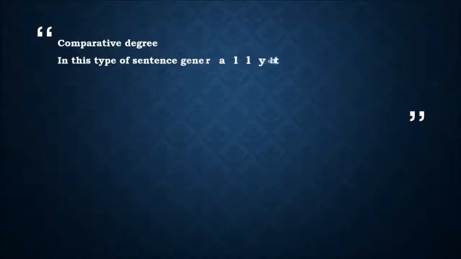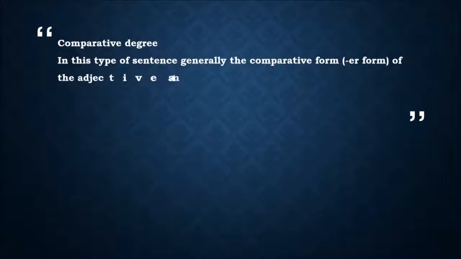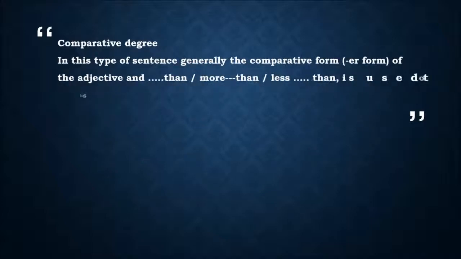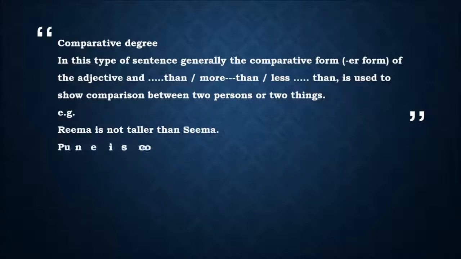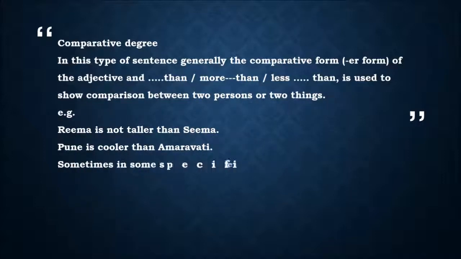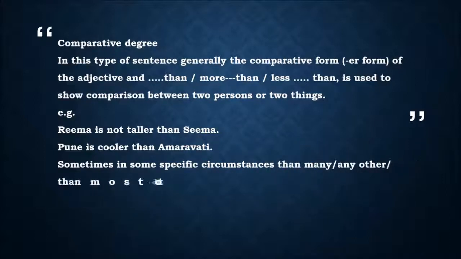B. Comparative degree. In this type of sentence, generally the comparative form, or er form, of the adjective and than / more than / less than is used to show comparison between 2 persons or 2 things. E.g. Rima is not taller than Seema. Poon is cooler than Amaravati. Sometimes, in some specific circumstances, than many / any other / than most others is also used.